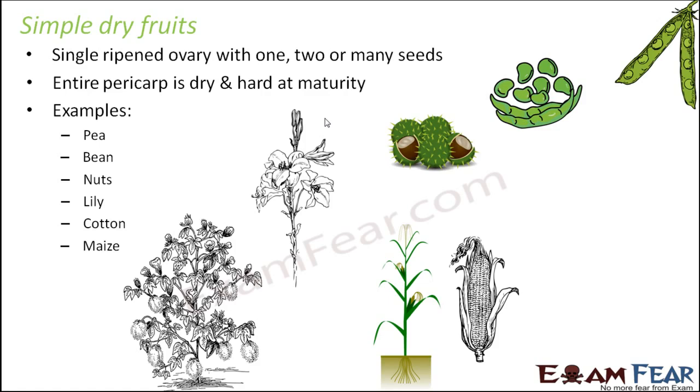So if you see, dry fruits, the word dry fruits itself, what does it mean to us? We think of the nuts, right? So even nuts are also fruits, but the pericarp is not fleshy, it is dry and hard. So similar is the case with beans and peas. So there also you will see they are quite hard. So these are examples of simple dry fruits.